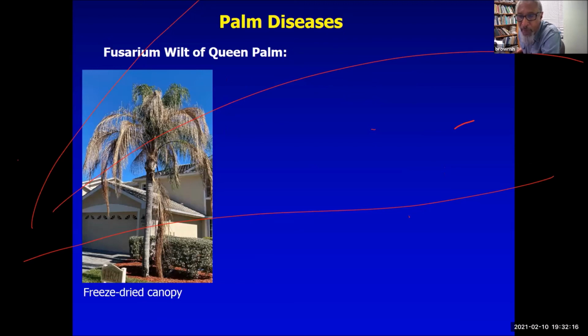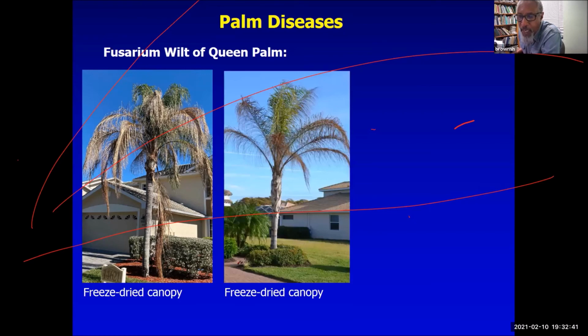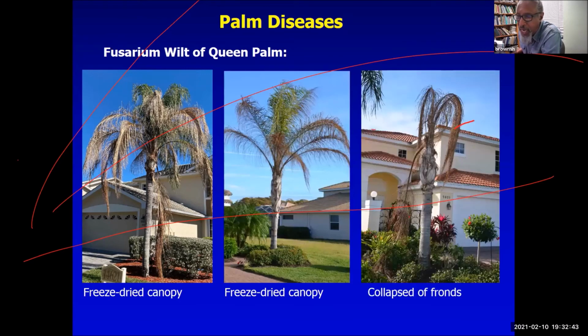And if you look at this queen palm, 100% of the leaves are affected by Fusarium wilt. And you notice that they basically are in the position of what healthy leaves would be in. So they're freeze-dried on the canopy. But eventually, as you can see one coming, leaning down or drooping, they will eventually fall. Here it is in another stage. And finally, it becomes this total collapse of the fronds and a dead palm.